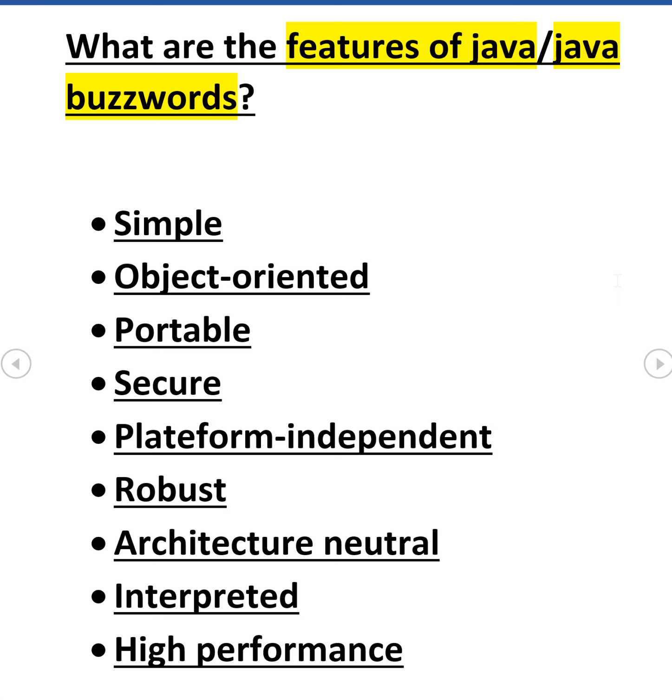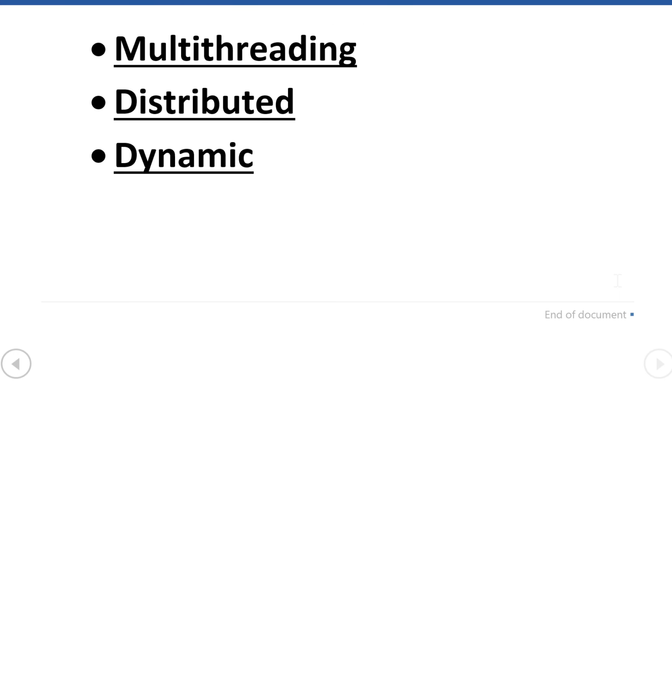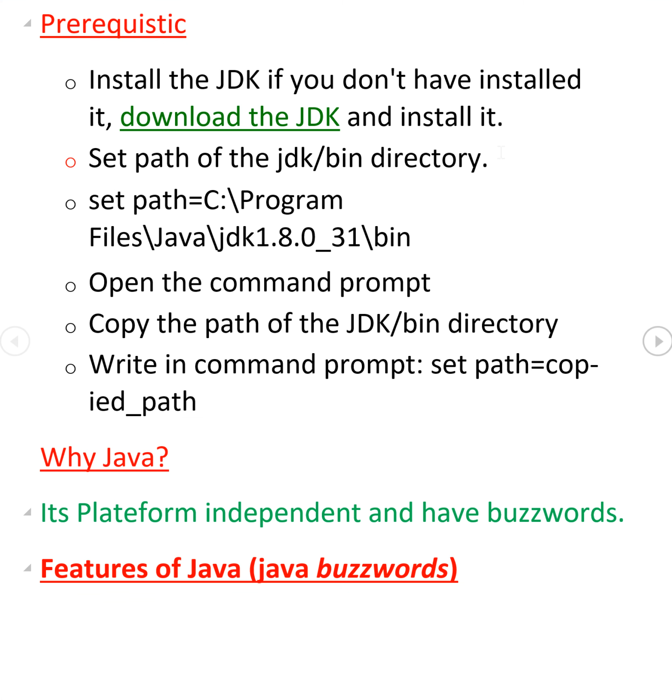You can say buzzwords like Java is simple or object oriented, portable, secure, platform independent. These things Java has. Okay, so we will discuss them a little bit, first cover these things, and we will see what the prerequisites are for reading or writing Java code in the system.